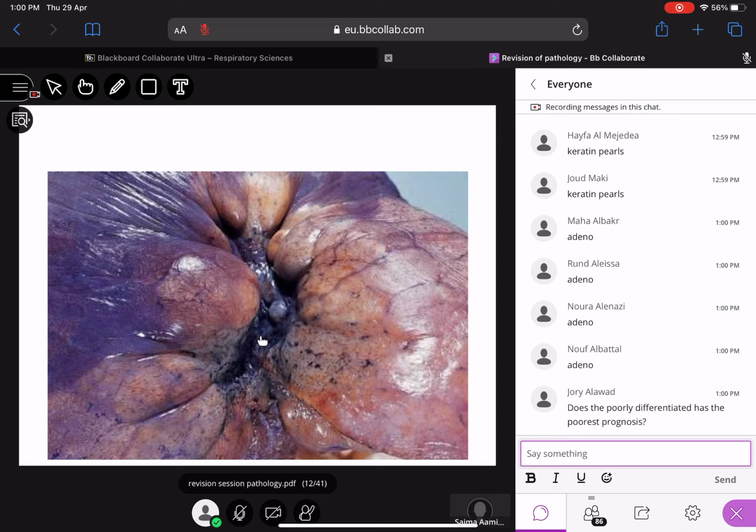Poorly differentiated does have the worst prognosis out of the three categories. Exactly, Jory. You are right. Poorly differentiated squamous cell, all the poorly differentiated tumors usually have the bad prognosis.